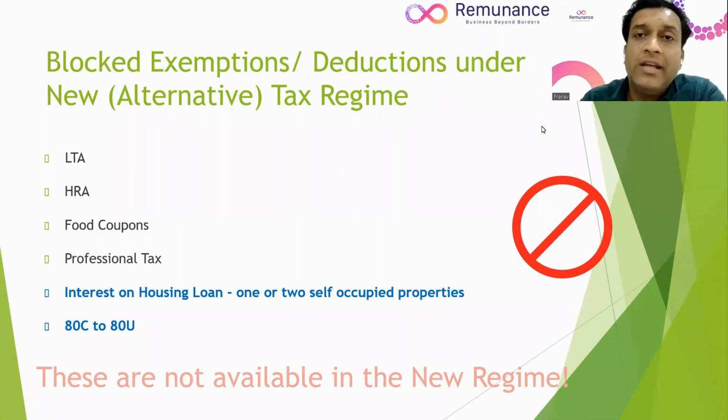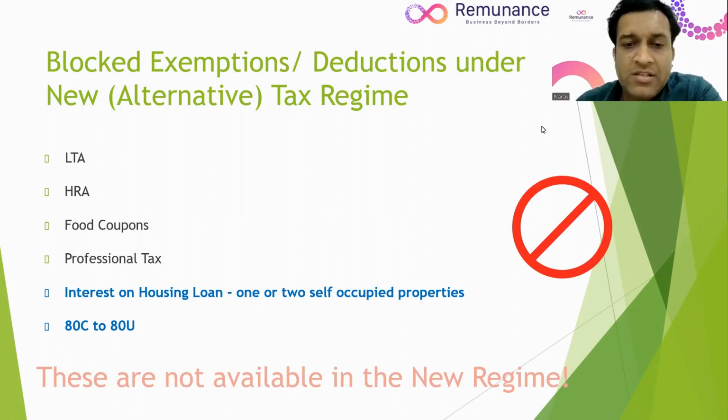So 80C to 80U, you must be familiar with these investments like LIC, tuition fees of kids. Then, as we discussed, principal repayment of housing loan. Then we have Mediclaim under 80D. We have 80G, which is donations, right? So we have so many deductions in Chapter 6A, it is called, but all of them are just not available anymore in the new tax regime.